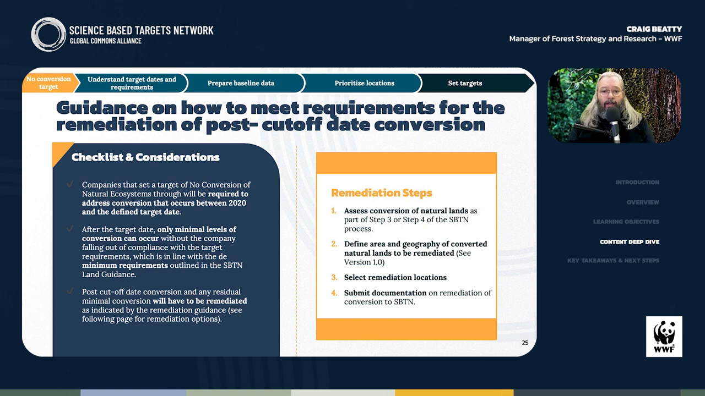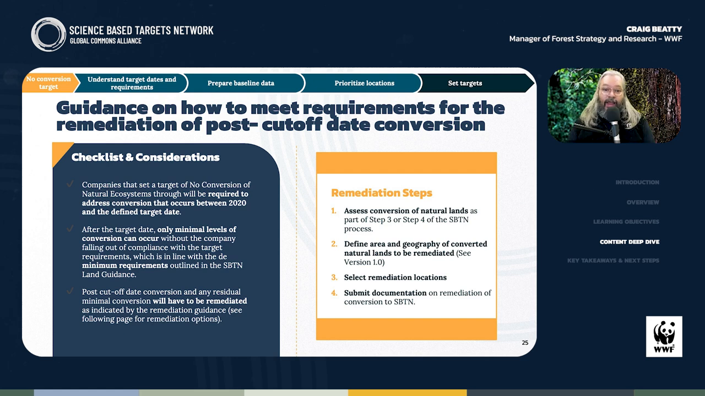Companies that set a target of no conversion of natural ecosystems will be required to address conversion that occurs between 2020 and the target date by which they will have conversion-free operations and supply chains. After the target date, only minimal levels of conversion can occur without the company falling out of compliance with the target requirements, which is in line with the minimum requirements outlined in the SBTN land guidance.